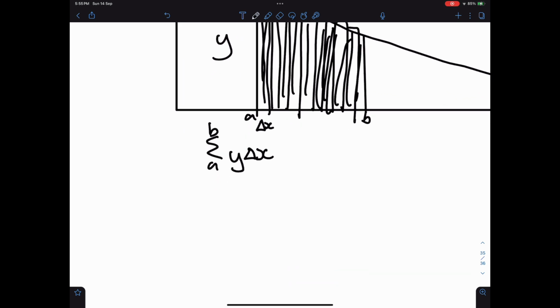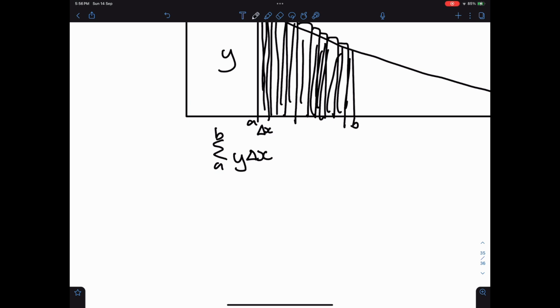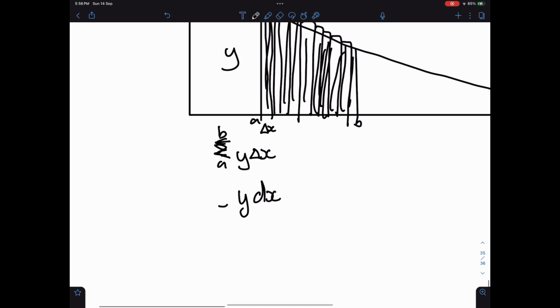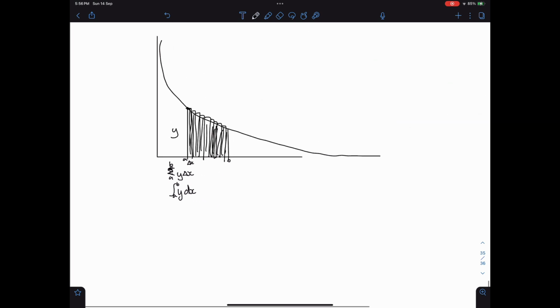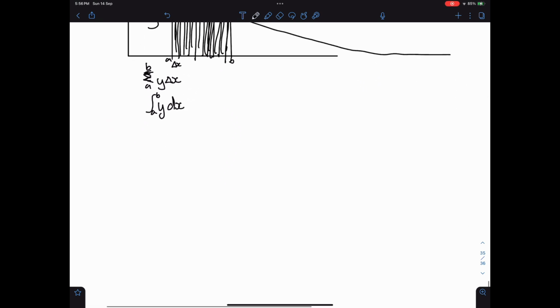So then, as x becomes smaller, it becomes more of a dx, a tiny change in x, and this blocky sum becomes a smooth integral sign between a and b. The definite integral of y between a and b with respect to x. And so that is why the area under a curve is just equal to the definite integral between two points.